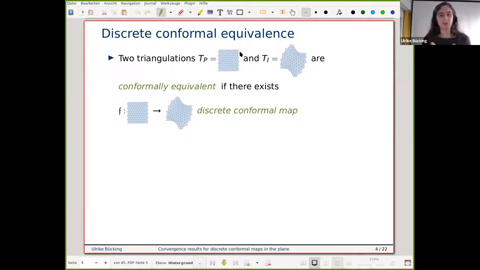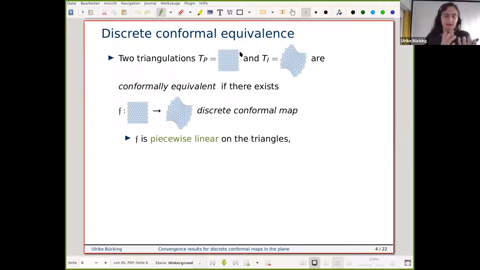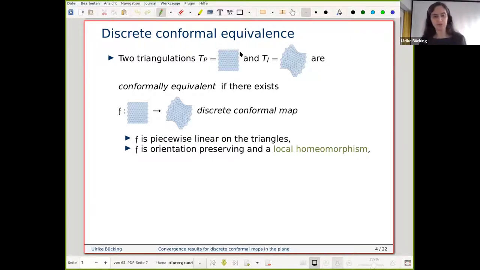Two such triangulations are called conformally equivalent, and from my point of view, they will be just pre-image and image of a discrete conformal map. Of course, one obvious thing to ask is that they have the same combinatorics. If they do, then as they are just triangulations, so embedded triangles, I can define a piecewise linear map on these triangles and study this. I also want this to be a rotation-preserving homeomorphism, so that my map is an immersion, as I would have it on the smooth side.